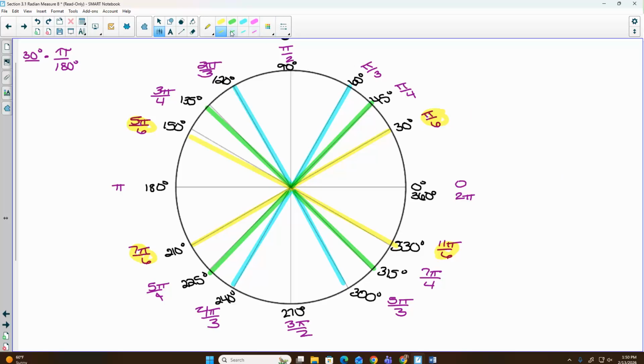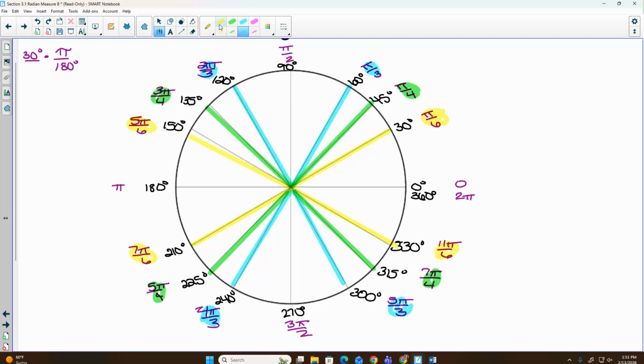Right? If I look at my green lines, my 45s, pi over 4, 3 pi over 4, 5 pi over 4, 7 pi over 4. They're all over 4. So 45s always have a 4 in the denominator. Pi over 3, 2 pi over 3, 4 pi over 3, 5 pi over 3, all of those have a denominator of 3. So you could fill in all the denominators just knowing your reference angle.